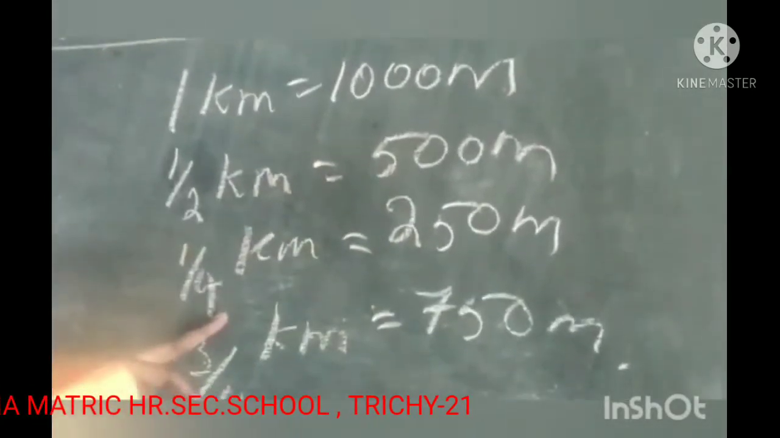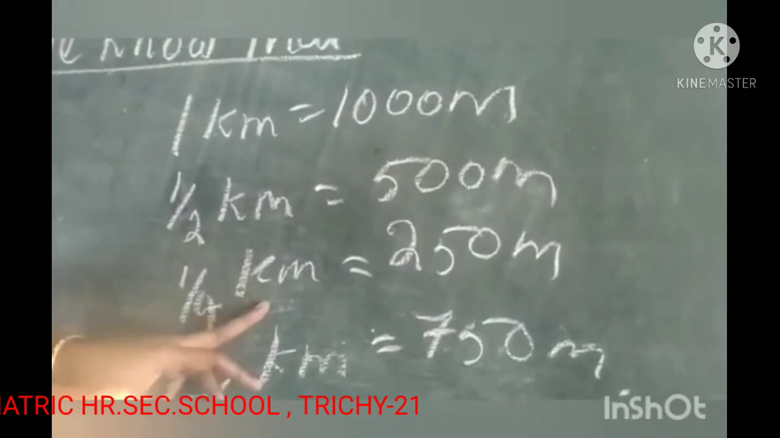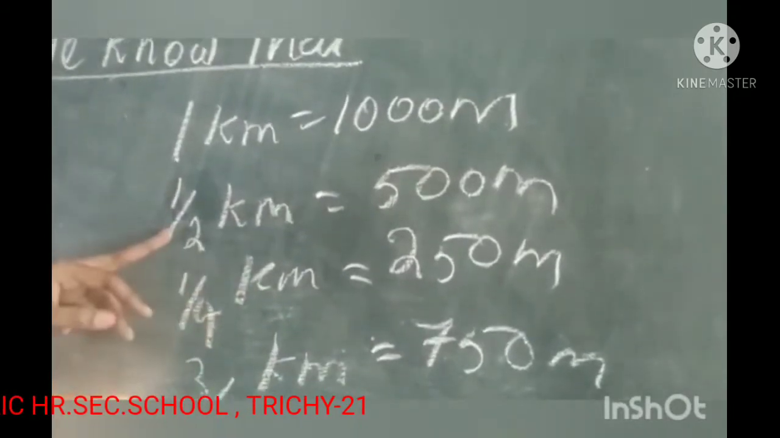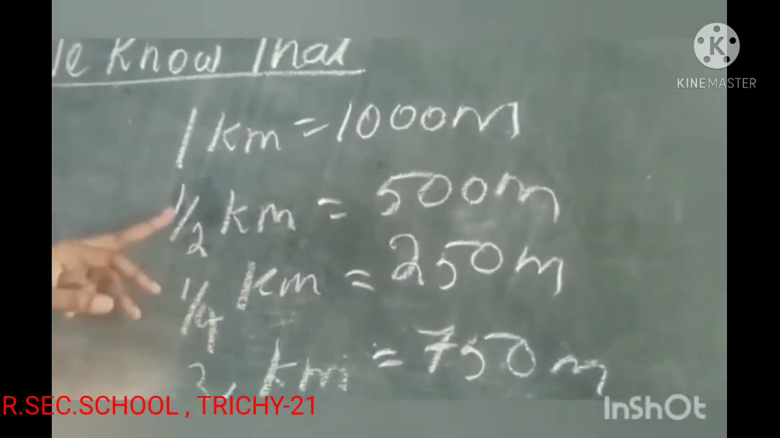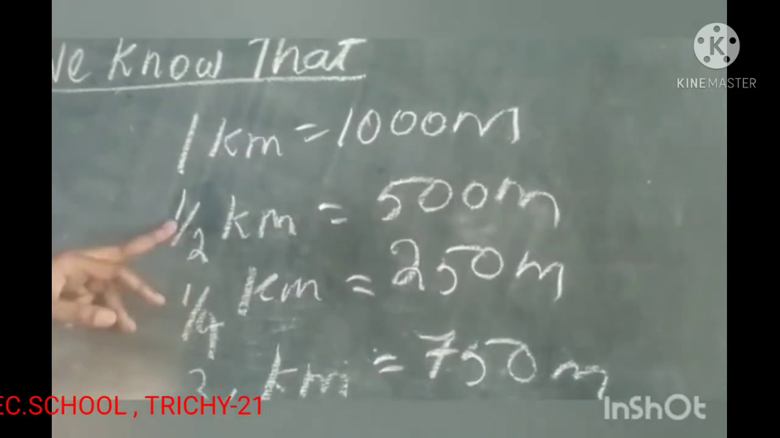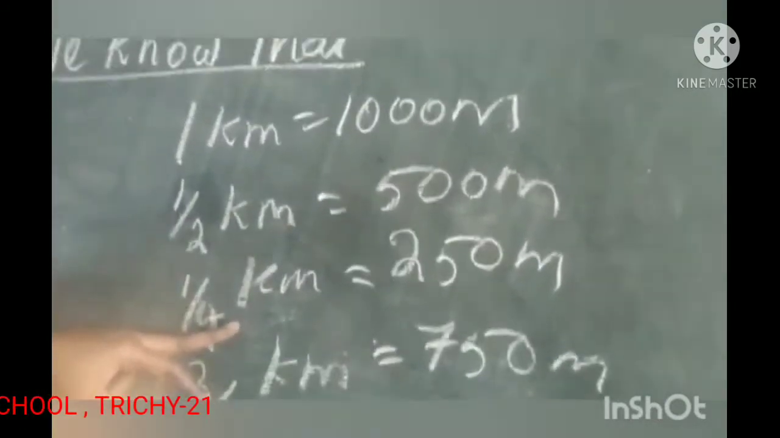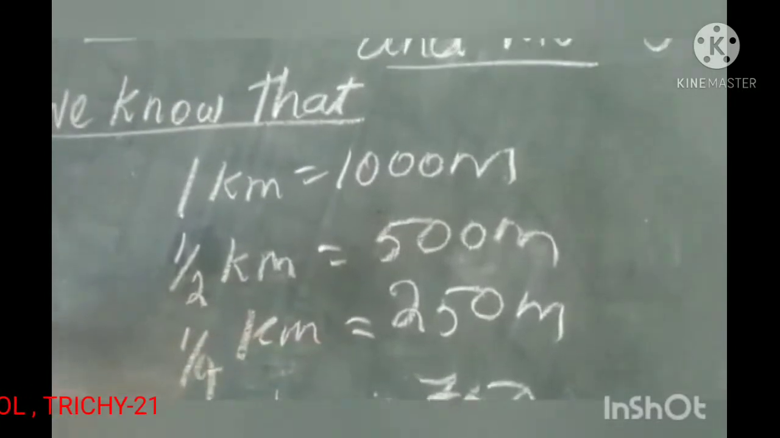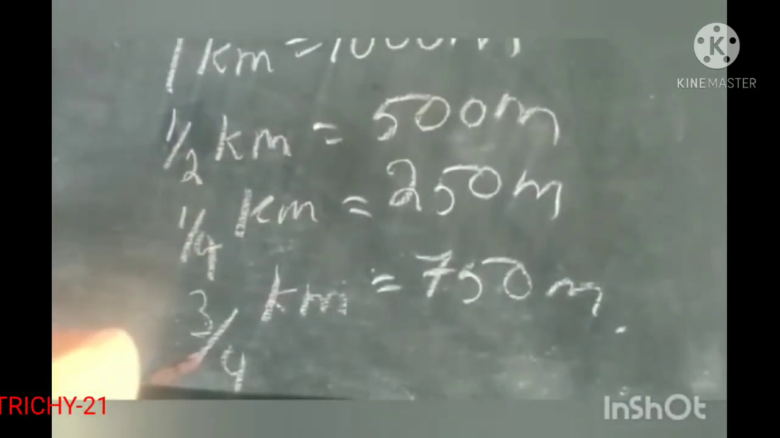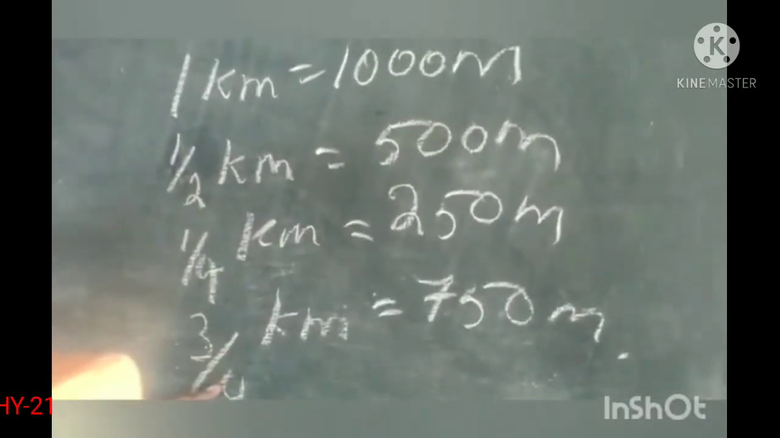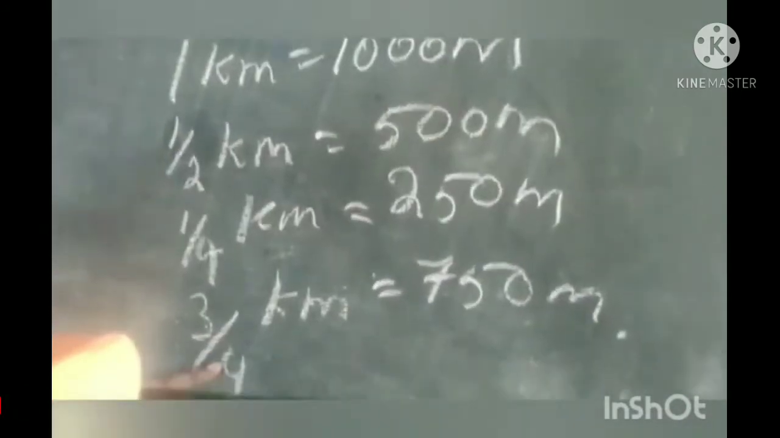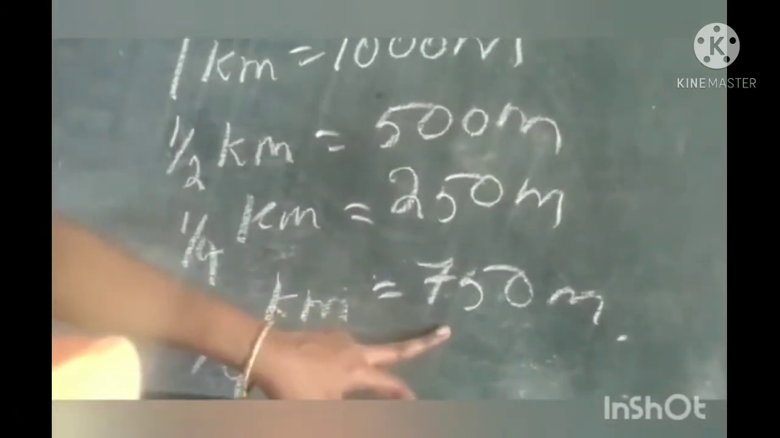See the next one, 1 by 4 kilometer. Here also this is a fraction, 1 by 2, half of the 1. Another half of the half, that is 1 by 4 kilometer, that is 250 meters. Then 3 by 4 kilometer, 3/4 part, equal to 750 meters.